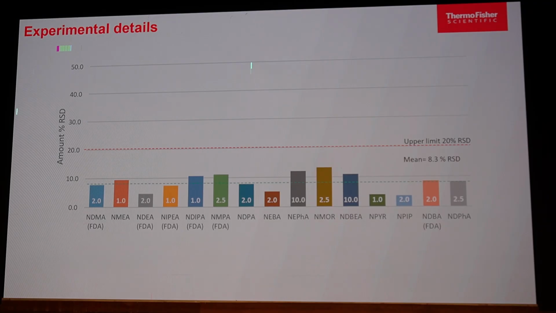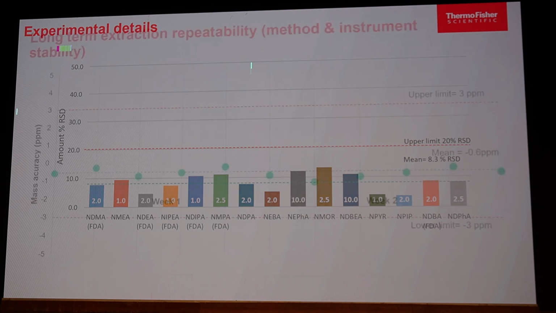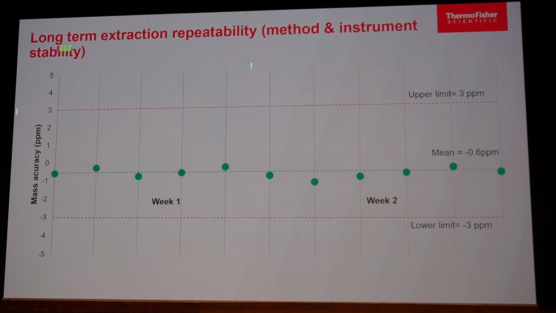And for RSD, that is one of the more important criteria. When you do the precision studies, you are getting less than 10% or 15% for all the impurities. For long-term stability also, the same solution was injected over almost 2 weeks, and we are getting almost similar results for all impurities at less than the 3 ppm level.